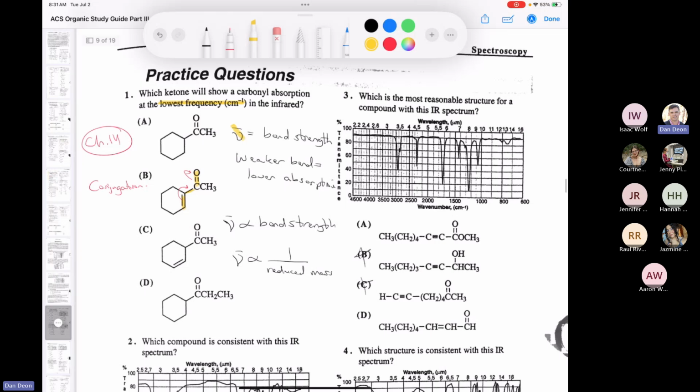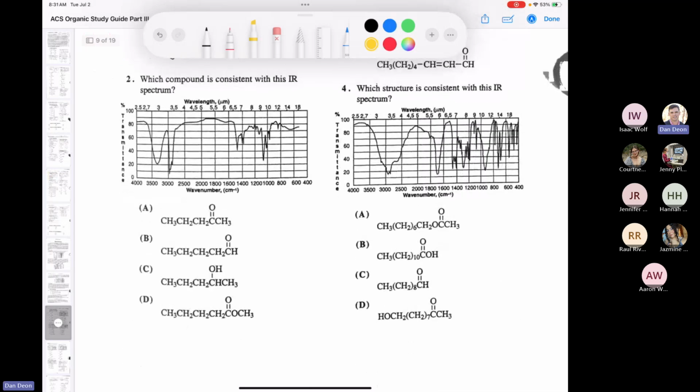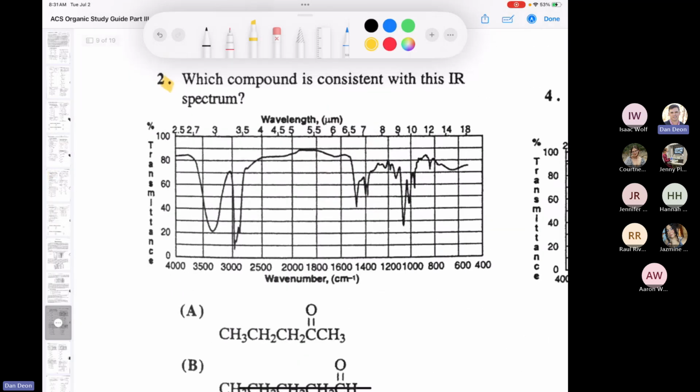Let's try number two. It just says which compound is consistent with this IR spectrum. If I zoom in on the infrared spectrum, does anybody recognize any functional groups in here? Any low-hanging fruit, so to speak? Yep, everybody's right on that one. There's definitely an alcohol on here, so I would start there. I'd say, is there an alcohol in the answers?